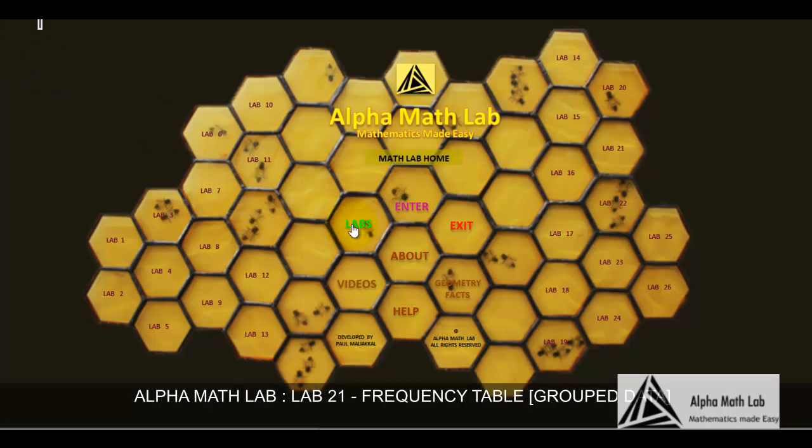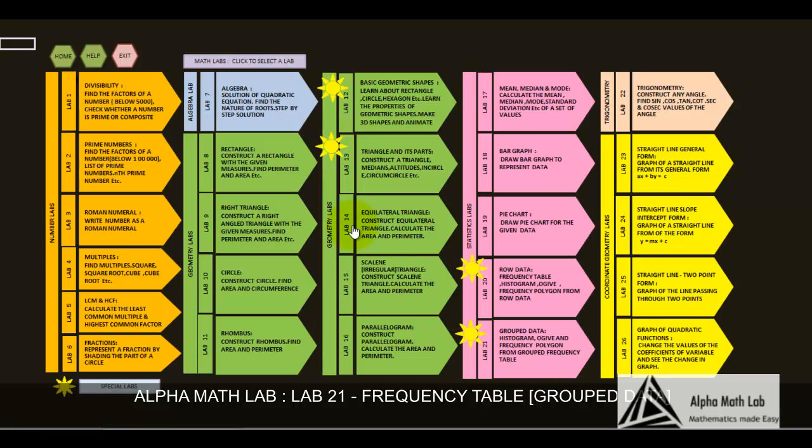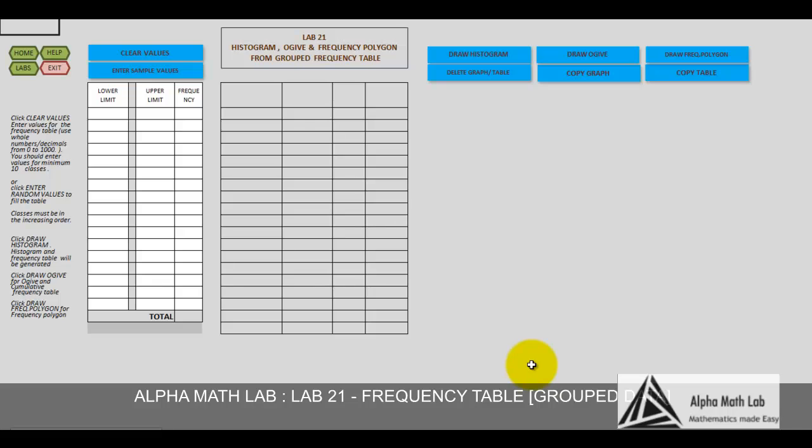Or select Labs from Math Lab Home and click on Lab 21, grouped data, histogram, ogive and frequency polygon from grouped frequency table. Click here to enter random values. MATLAB enters some random values as a grouped frequency table.